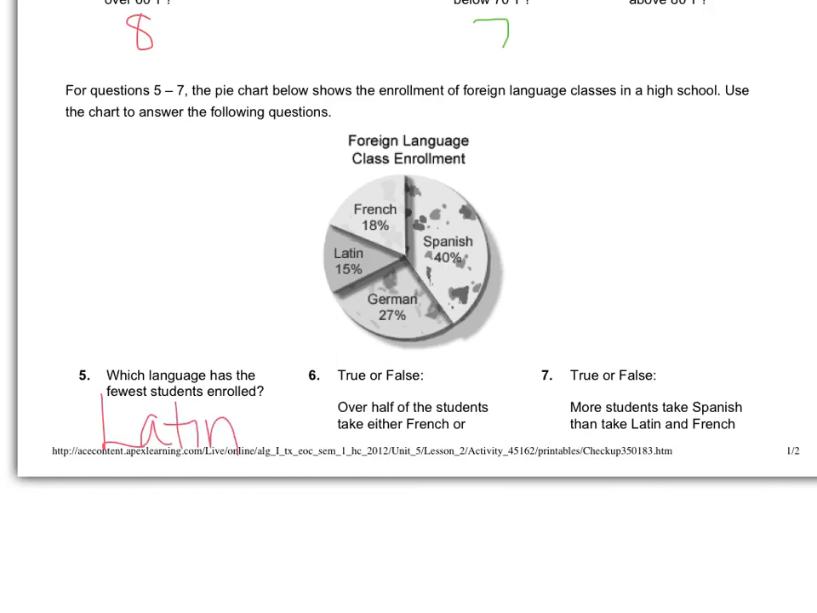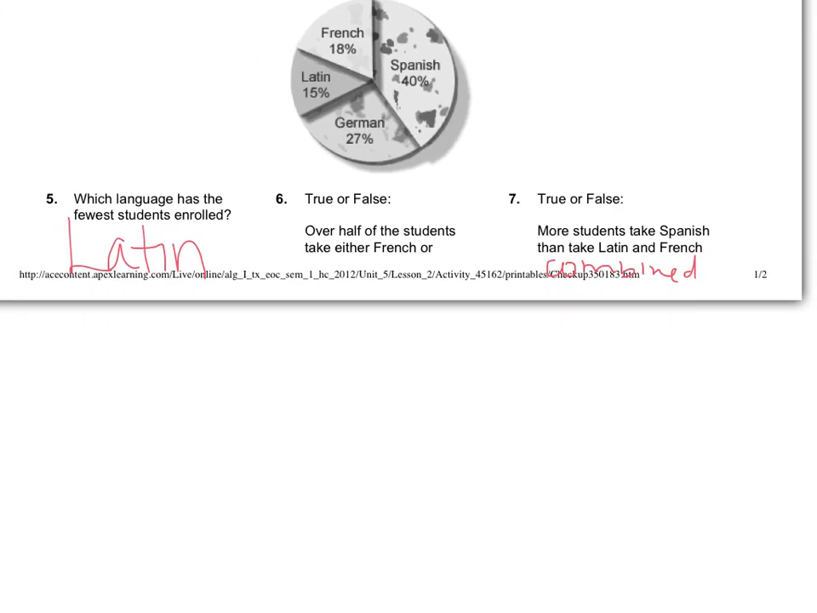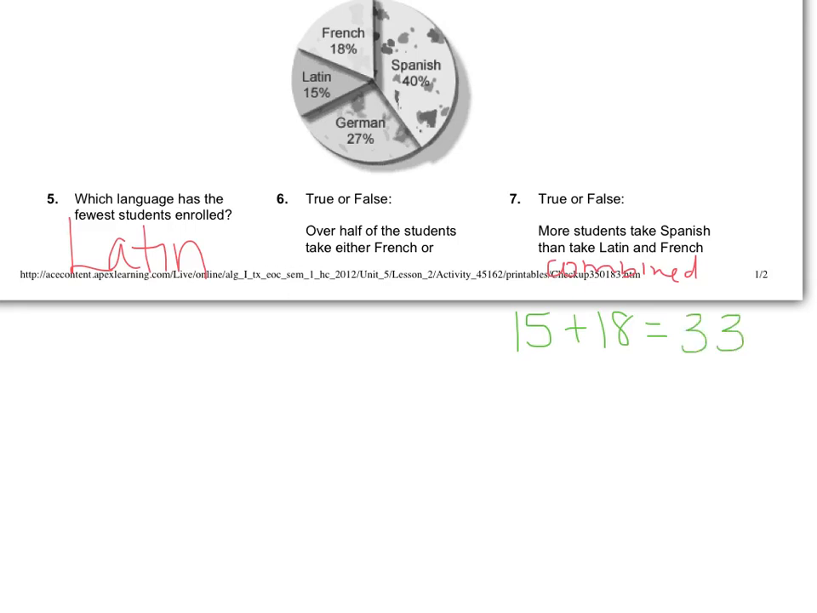Question 7 says more students take Spanish than take Latin and French combined. You can see that on the next page. So we need to figure out how many take Latin and French combined. Latin is 15%. French is 18%. 15 plus 18 is 33. So 40% take Spanish. 33% take Latin and French combined. So is it true that more students take Spanish than Latin and French together? That is true because 40 is bigger than 33.